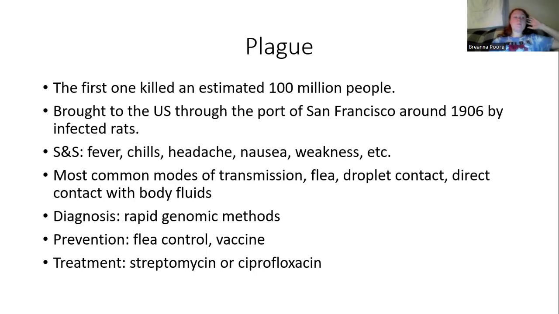The plague, which the first one killed an estimated 100 million people. It was brought to the U.S. through the port of San Francisco around 1906, and it is said that it was brought in by infected rats. I know that it was really, really dangerous. Some signs and symptoms are fever, chills, headache, nausea, weakness, even death happened.